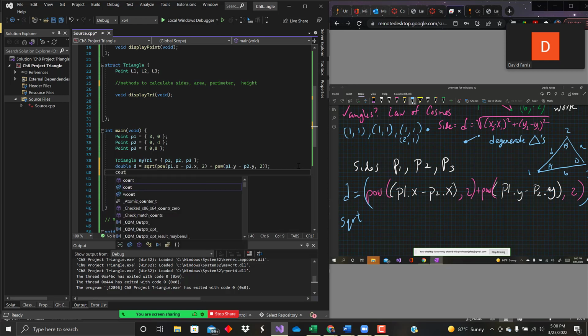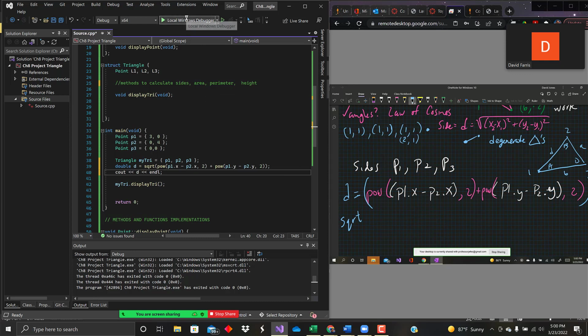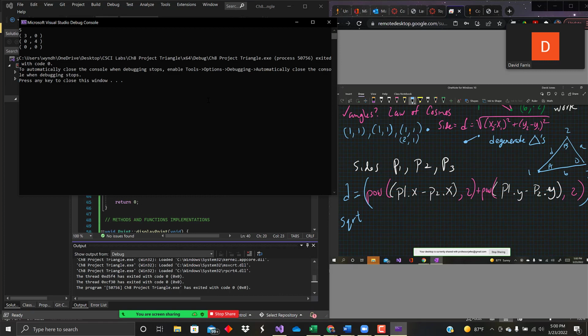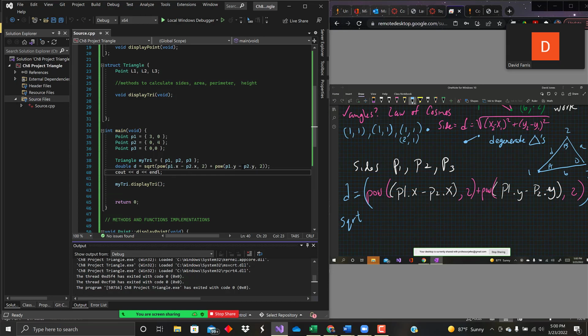And we'll see out D. Let's just see if that worked. 5. I got it. So that gave me the side length. I need to make one for A and B though also, don't I? Mm-hmm. Side A and side B.